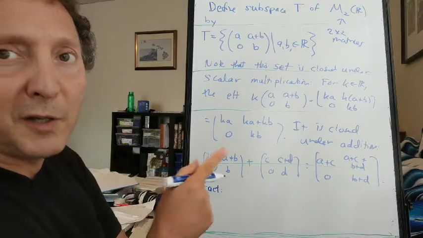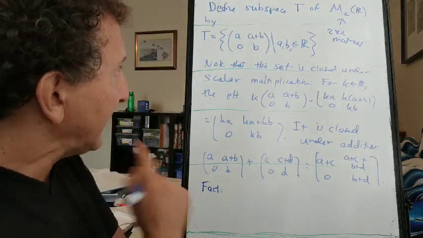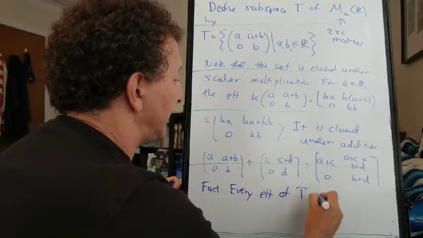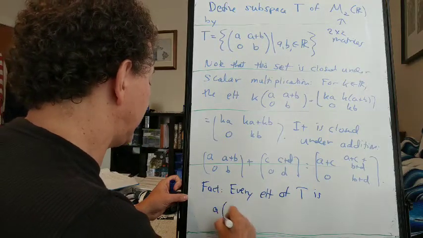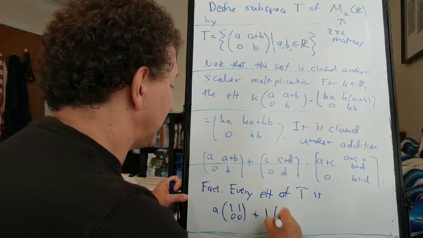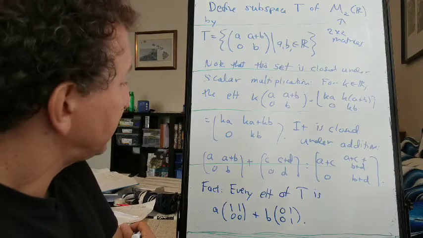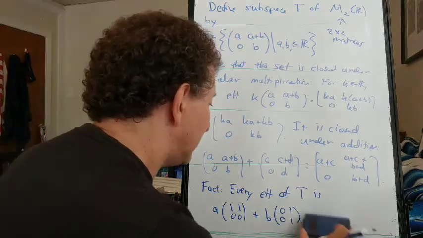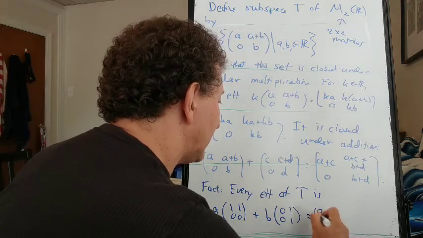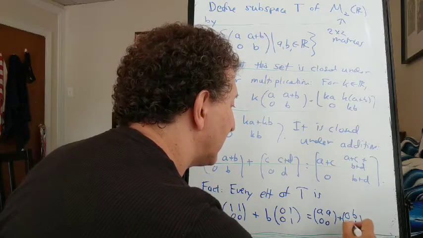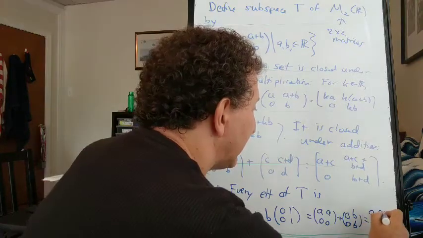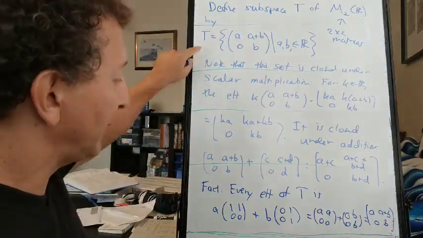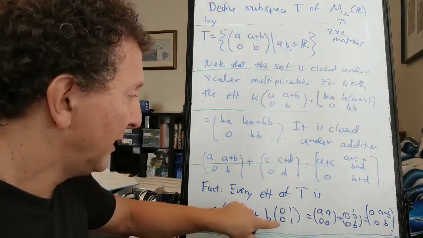So our goal is to describe every element of the space in terms of just a couple elements. I think the easiest way to do that is to note that every element of T is A times the matrix 1, 1, 0, 0 plus B times the matrix 0, 1, 0, 1. If we add these together, we've got A, A, 0, 0, plus 0, B, 0, B, which is precisely A, A plus B, 0, B. So we can describe every element of the space T with the two matrices 1, 1, 0, 0, and 0, 1, 0, 1.